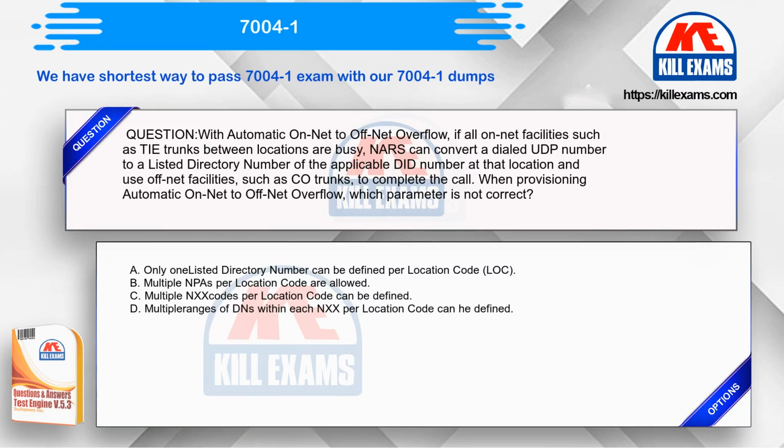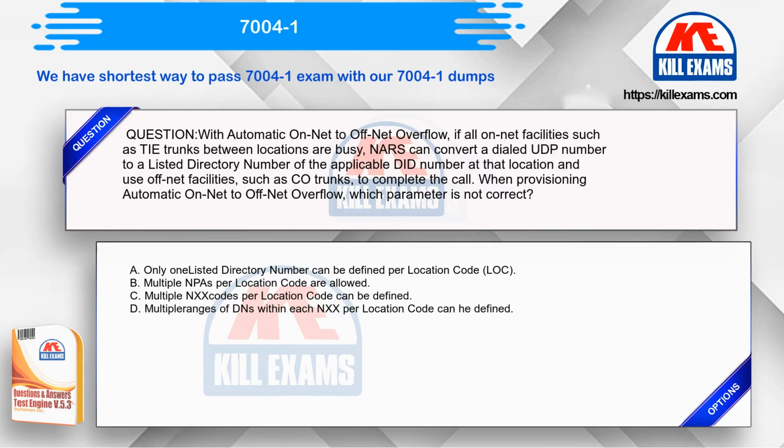Question: with automatic on-net to off-net overflow, if all on-net facilities such as tie trunks between locations are busy, NAS can convert a dialed UDP number to a listed directory number of the applicable DID number at that location and use off-net facilities, such as CO trunks, to complete the call. When provisioning automatic on-net to off-net overflow, which parameter is not correct?